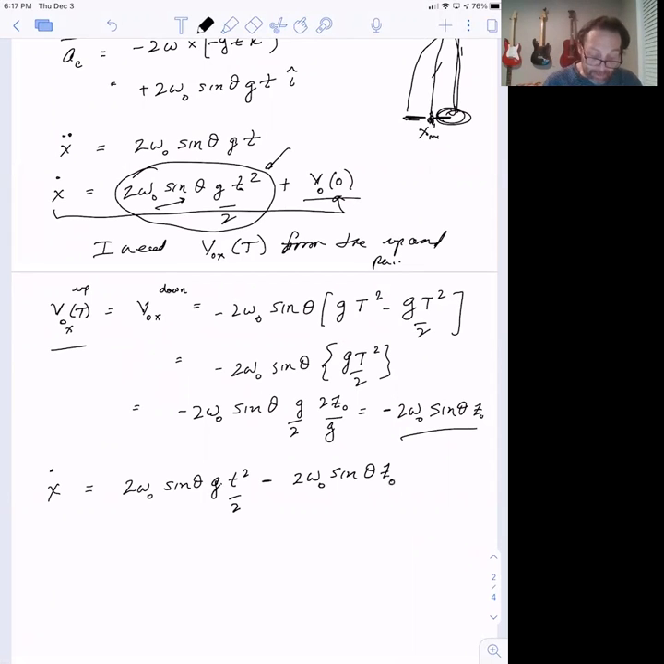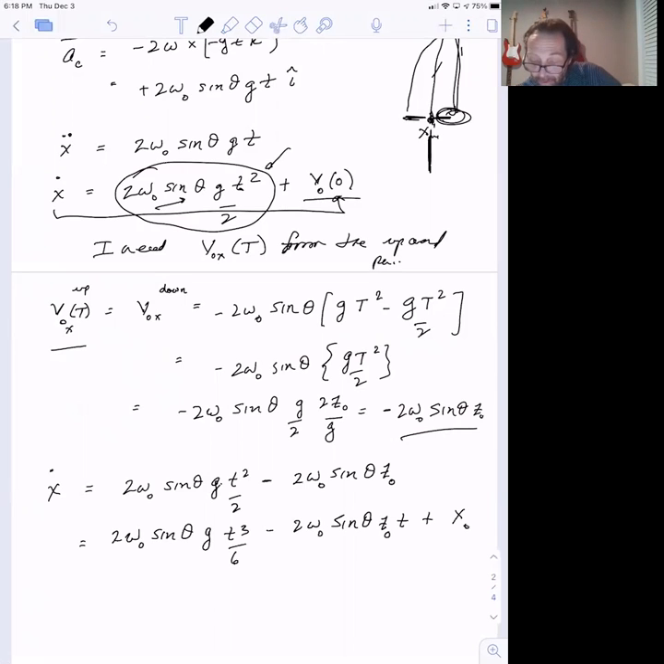And now I'm going to integrate this. When I integrate this, I will get 2 omega naught sine theta g, t cubed over 6. That works pretty well. And now this is a constant that I integrate to get this. And of course, to be consistent, I have an x0 here. But if I start there, look at the screen, this is my new x equals 0. So I'm just measuring how far that deflection is at the bottom.